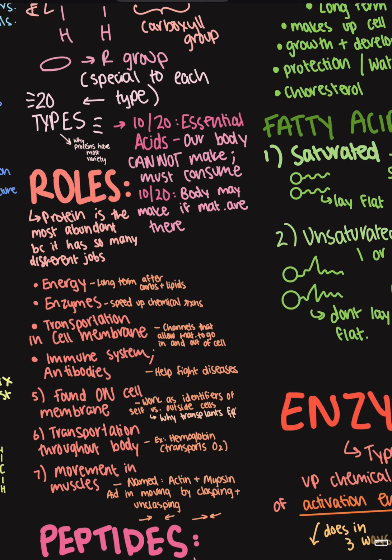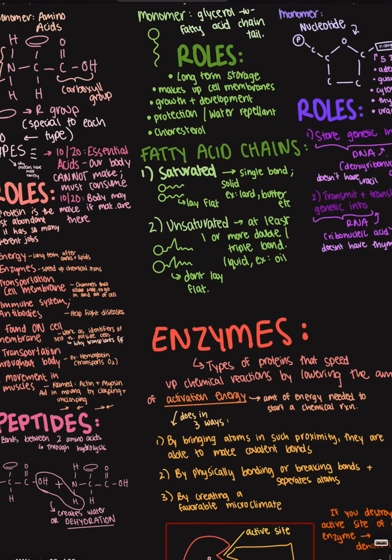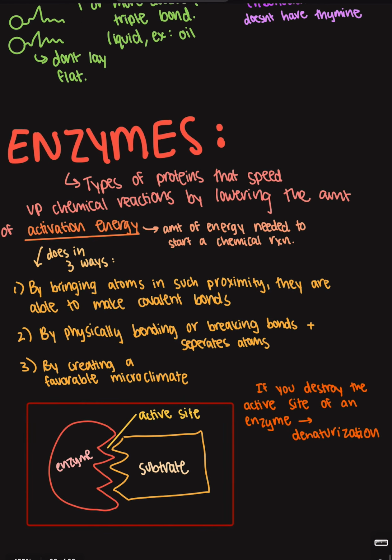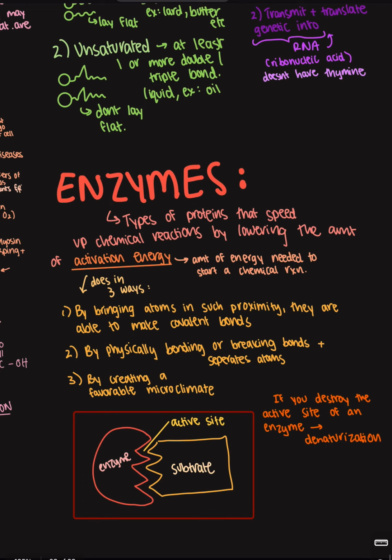The second role is that a type of proteins are enzymes. Enzymes help speed up chemical reactions. Let's take a little detour right now and talk about enzymes. Enzymes are types of proteins that speed up chemical reactions by lowering the amount of activation energy. What is activation energy? Activation energy is the amount of energy needed to start a chemical reaction. And enzymes do this in 3 ways.